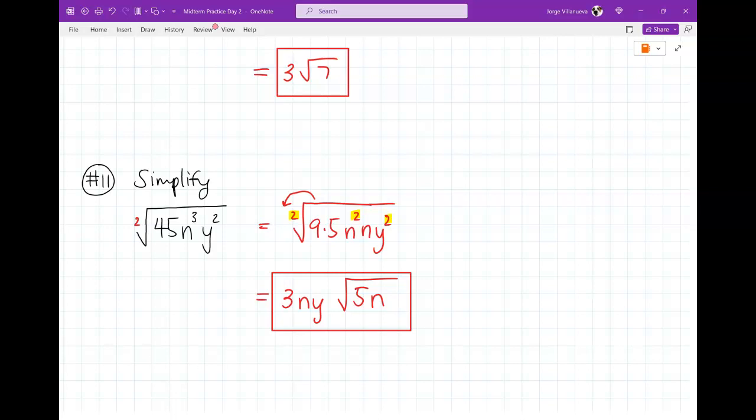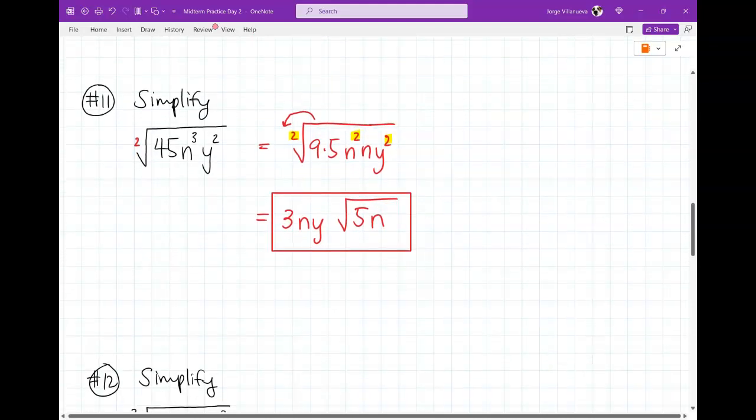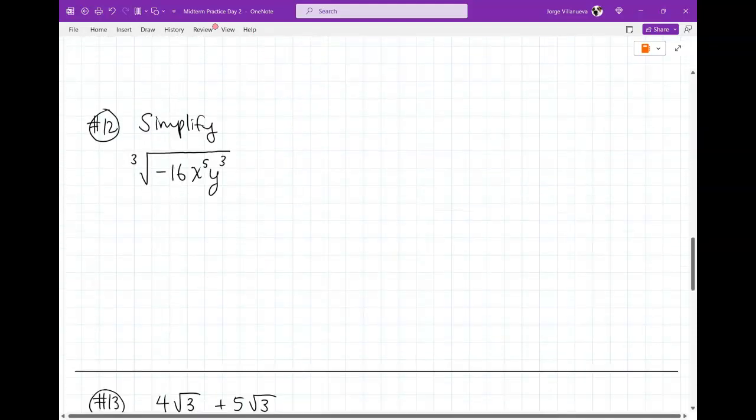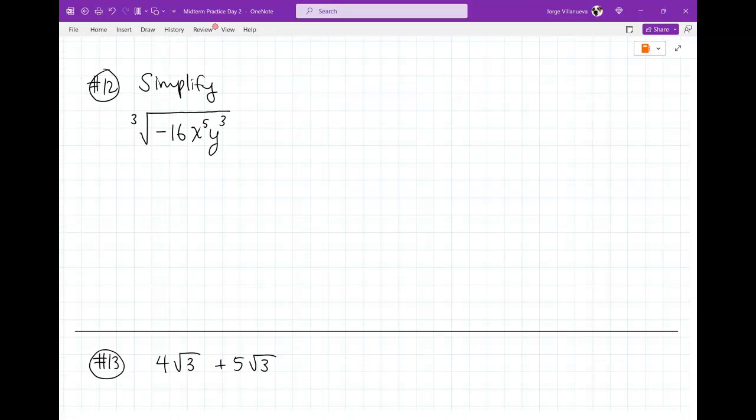If this was a cubed root, then the n would go out, but the y squared can't. There's not enough of it. Right, so it just depends on what the root is on it, what the index is. So that's number 11. This is the last problem from day 1, right here. Okay, last problem from day 1. After that, it's day 2.